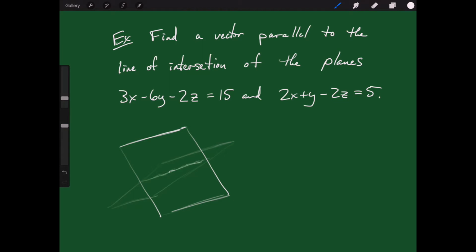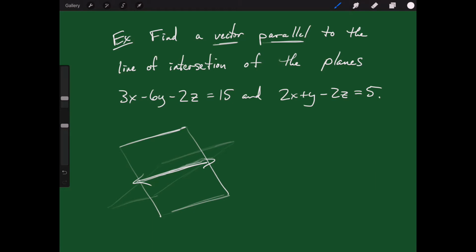And it has some line of intersection in between those two. What I would like to do is find a vector that is parallel to this line of intersection right here. Okay. Now, first of all, I guess I should say, well, what do I know about these planes?